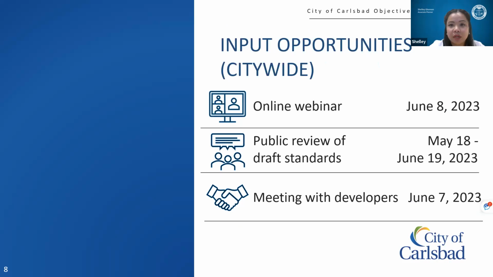For the citywide project, the community outreach process was less robust since there were no architectural styles included. Community input was gathered through the public review of the draft document, as well as through an online webinar to inform the public of what the project is and to receive their comments that way. Similar to the Village and Barrio project, staff also met with developers to receive their comments and questions related to the draft document.